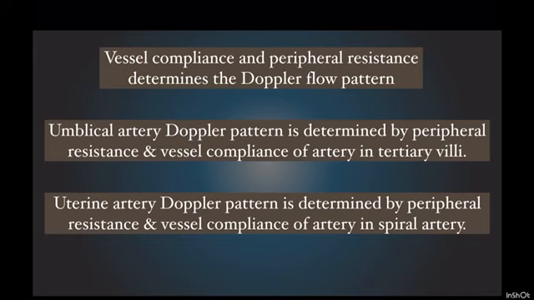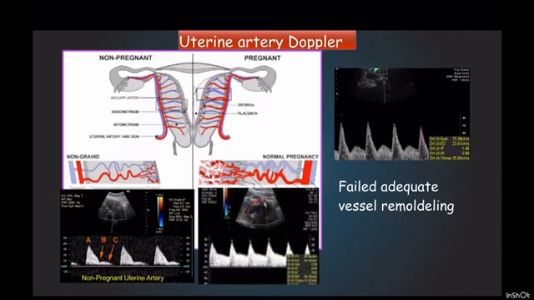Now we know any Doppler flow pattern is determined by the vessel compliance and peripheral resistance of the end artery. So we have already seen what is the end artery for umbilical artery and uterine artery. For umbilical artery, it is the artery in the tertiary villi. For uterine artery, it is the spiral artery. So we can see how it manifests in the Doppler pattern.